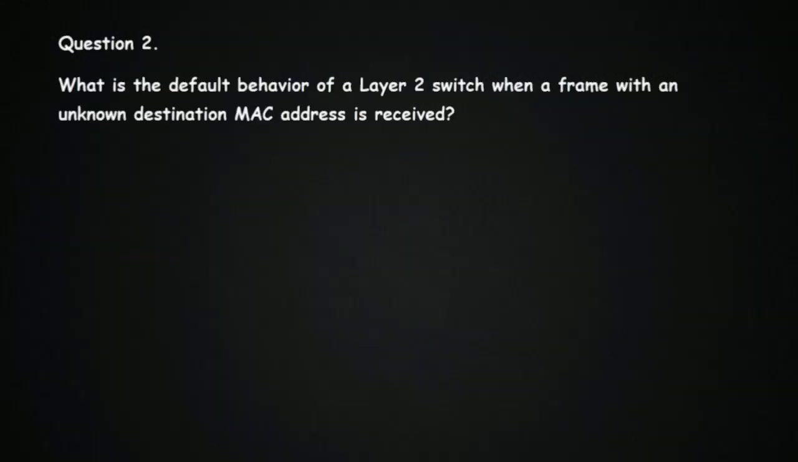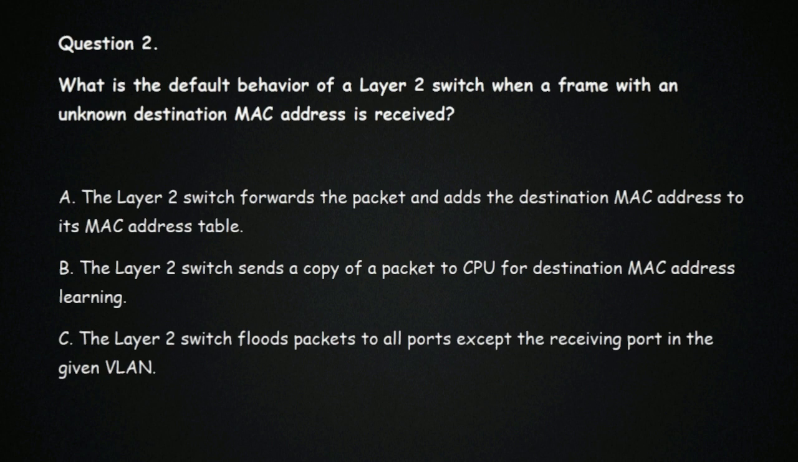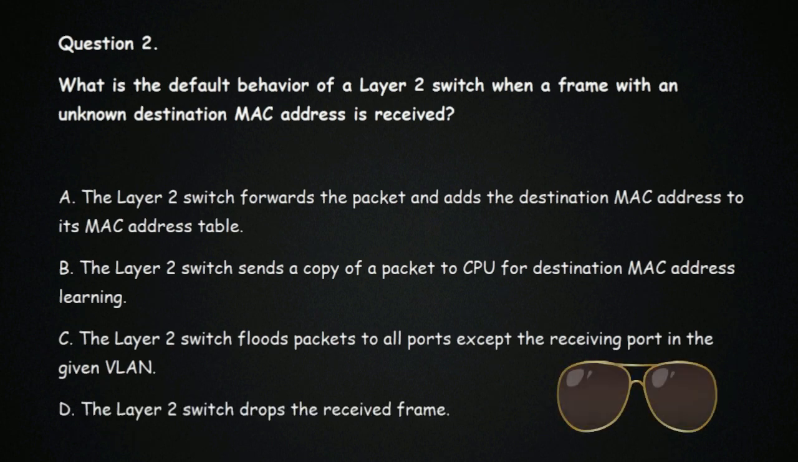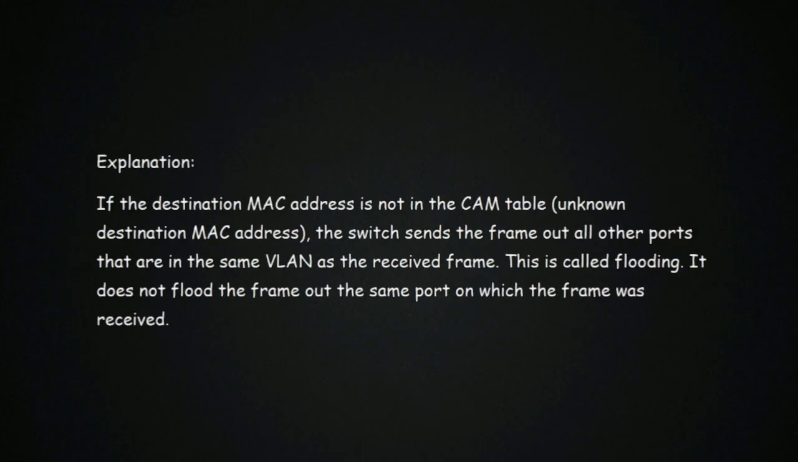Question 2. What is the default behavior of a Layer 2 switch when a frame with an unknown destination MAC address is received? Correct answer is C. Explanation. If the destination MAC address is not in the CAM table (unknown destination MAC address), the switch sends the frame out all other ports that are in the same VLAN as the received frame. This is called flooding. It does not flood the frame out the same port on which the frame was received.